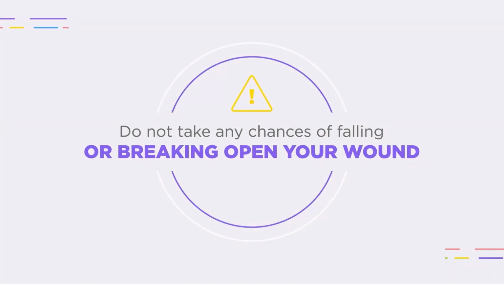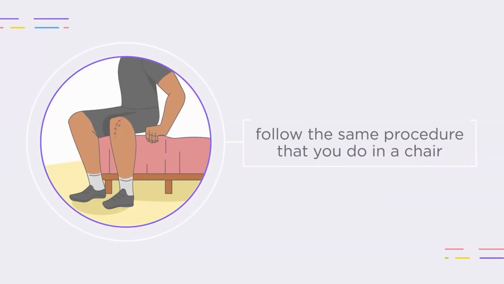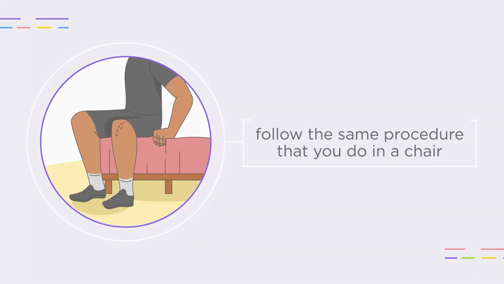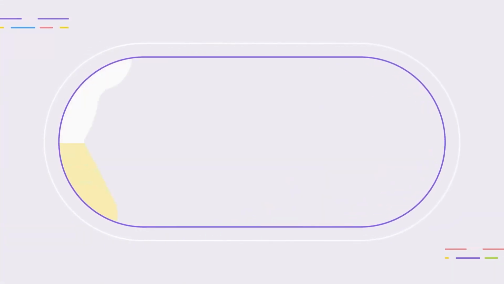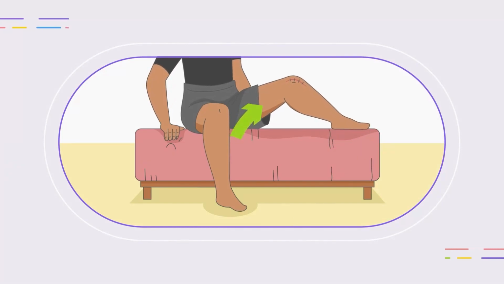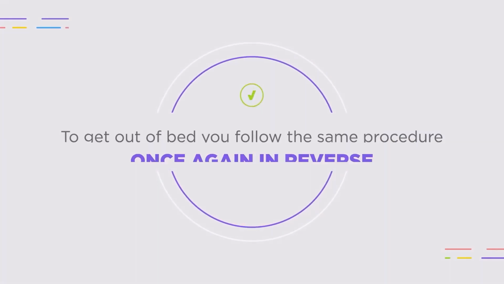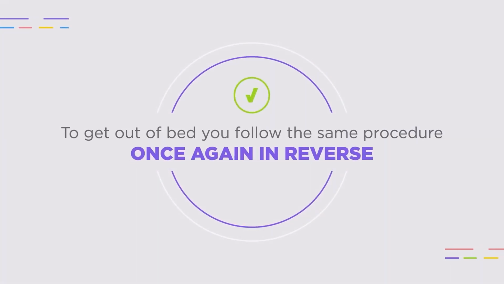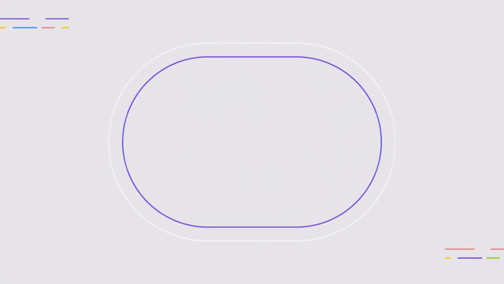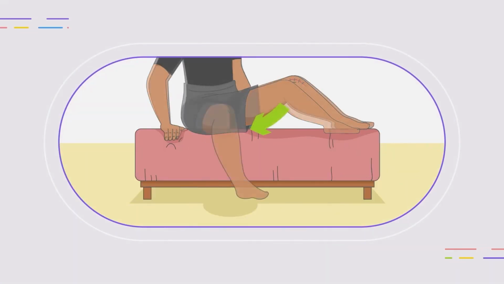Do not take any chances of falling or breaking open your wound. Getting in and out of bed. To get into bed, you follow the same procedure that you do for sitting down in a chair. Once seated on the edge of the bed, you elevate your operative side into the bed first, followed by the non-operative side, and then lie down. To get out of bed, you follow the same procedure, once again in reverse. Good leg out first, followed by the operative side.